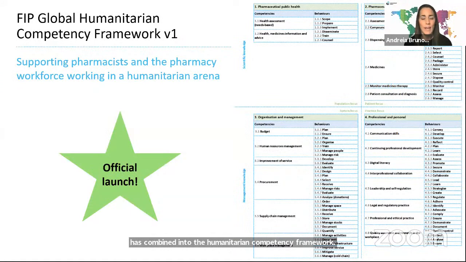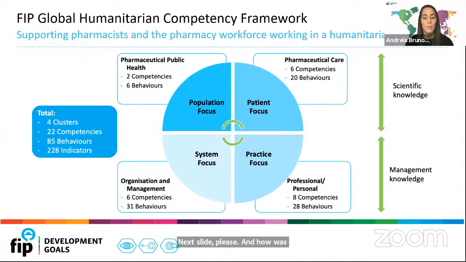Next slide, please. And how was this then developed? Building on the FIP Global Competency Framework version 2 that was launched last year, 2020, I also recommend you have a look at it, which has global validity. It was key for this project, ensuring that the adopt and adapt approach for implementation can be consistent and can be applied globally, as well as at regional and national levels. We have all of this work done before with the GBCF and currently a version 2, and we've used that as a basis, as a guide for all of what was happening now in the humanitarian area for pharmacists and pharmaceutical workforce.